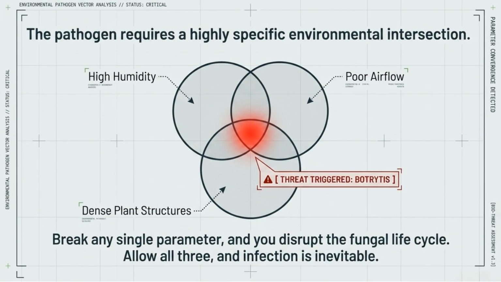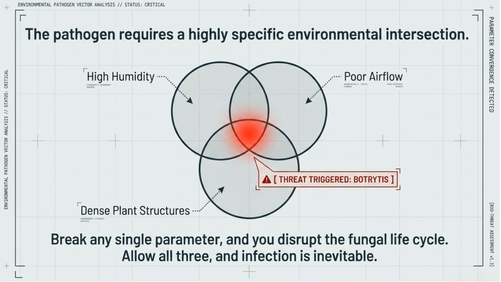The pathogen requires a highly specific environmental intersection: high humidity, poor airflow, and dense plant structures. Break any single parameter, and you disrupt the fungal life cycle. Allow all three, and infection is inevitable.